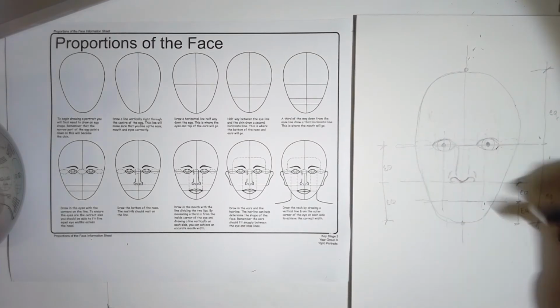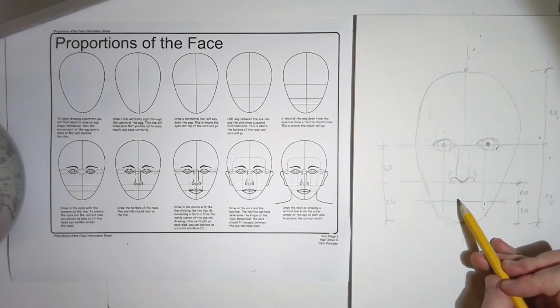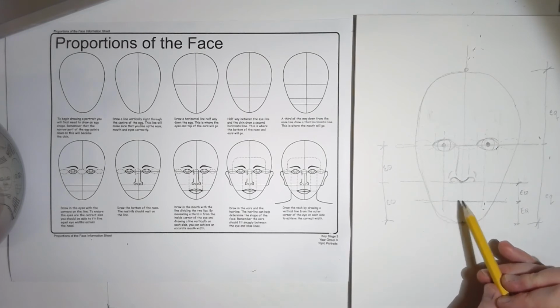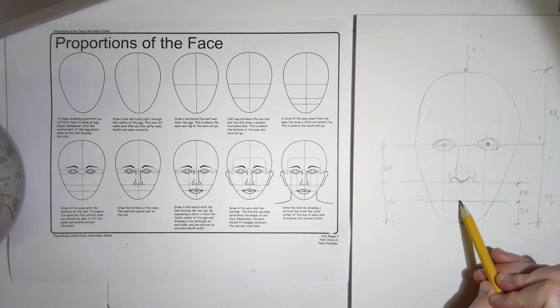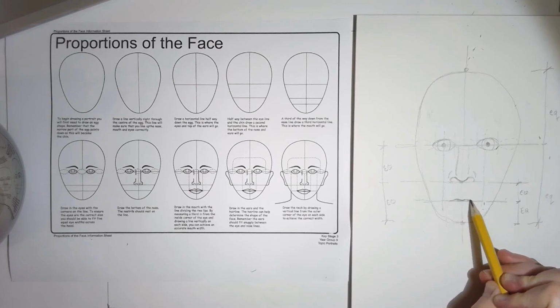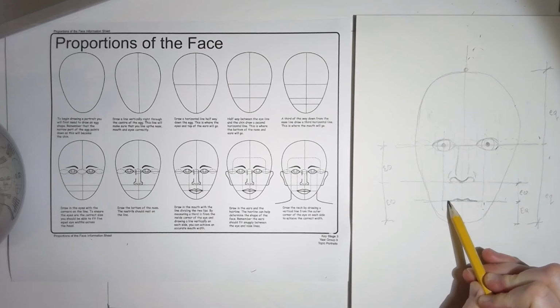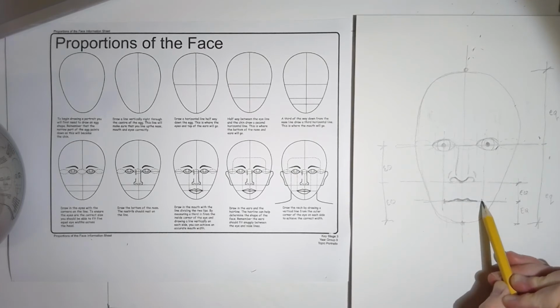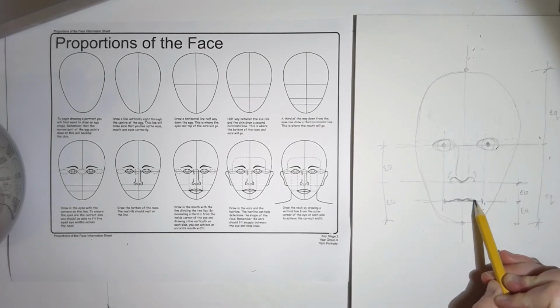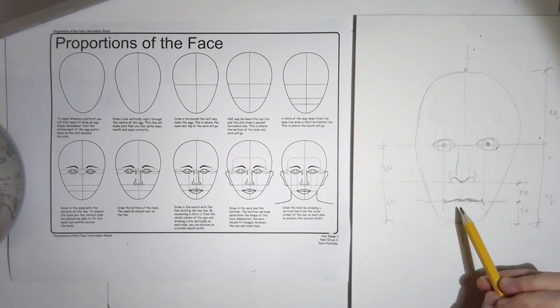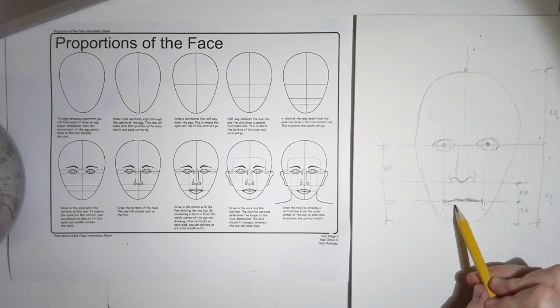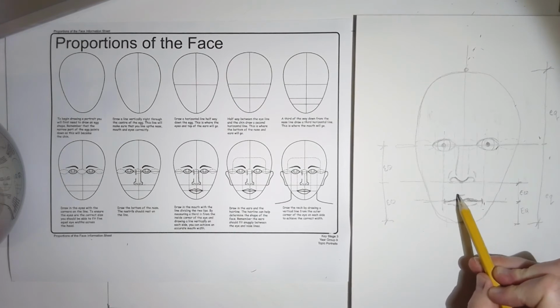Okay, so now we know where the corners of the mouth are. Where the mouth opens, where the top lip and bottom lip is, that's where we know where our line is. And we know that the corners of the mouth are going to go all the way to that line. And then I put a little bottom lip here. And I'll put a little top lip right here.